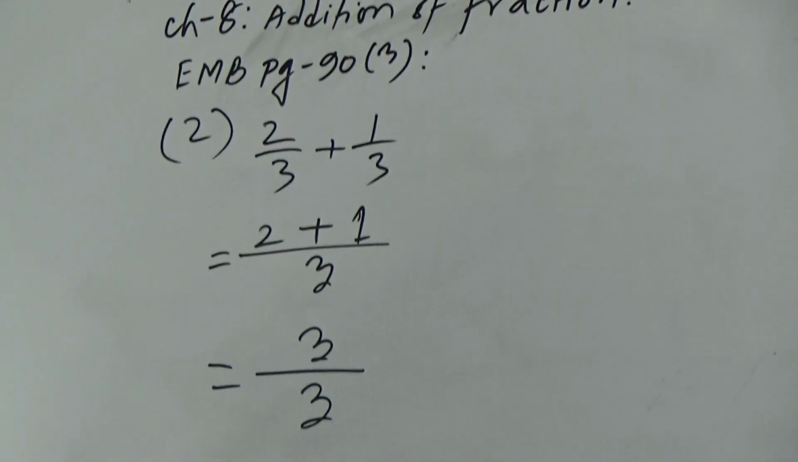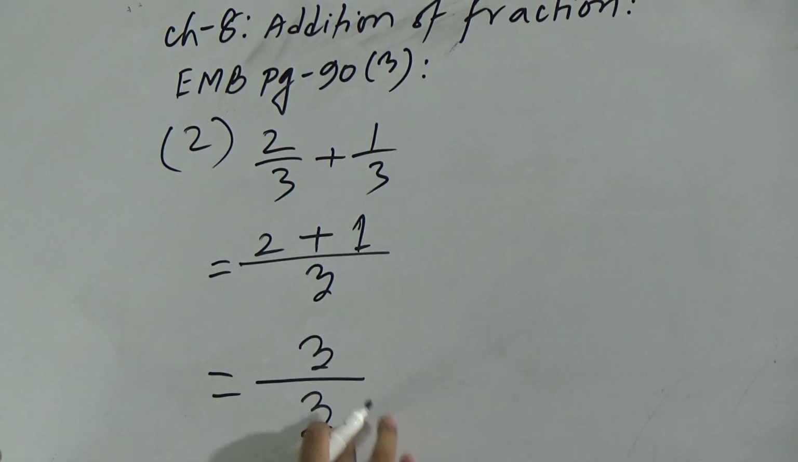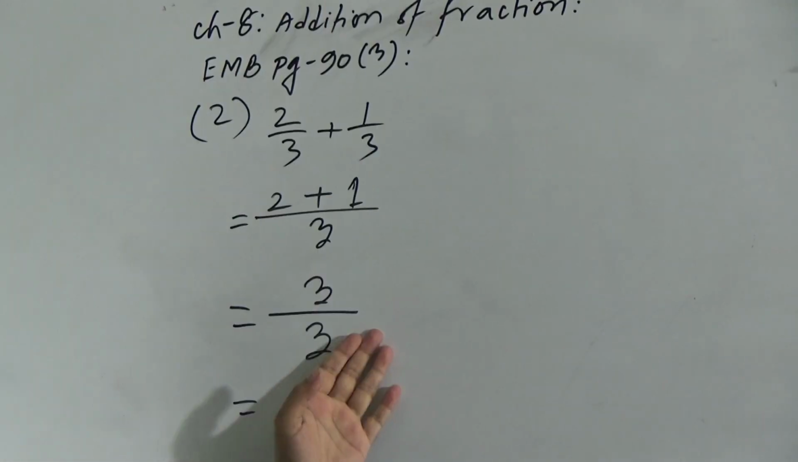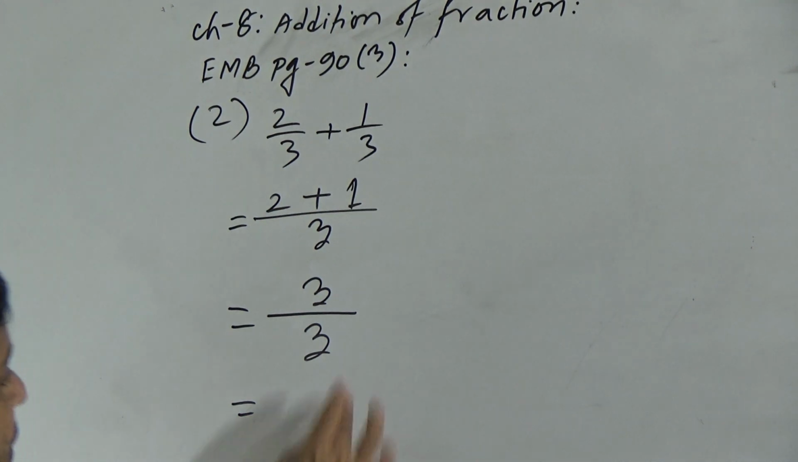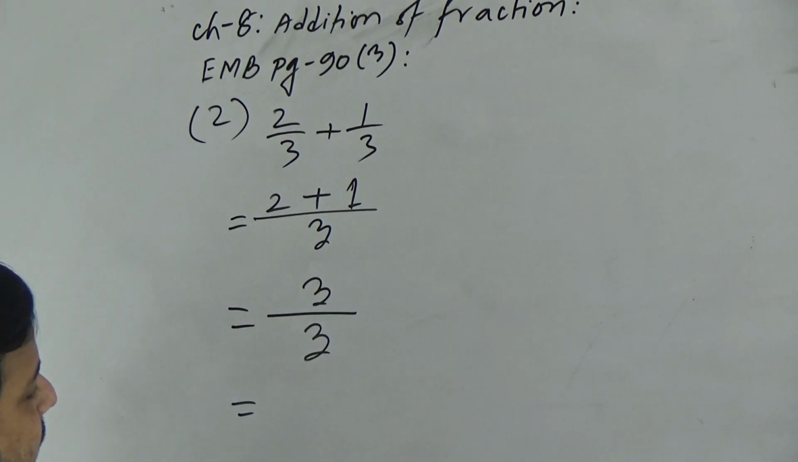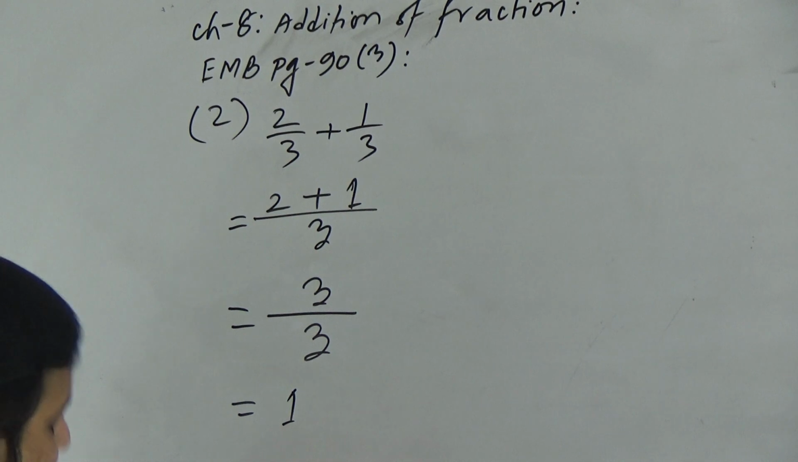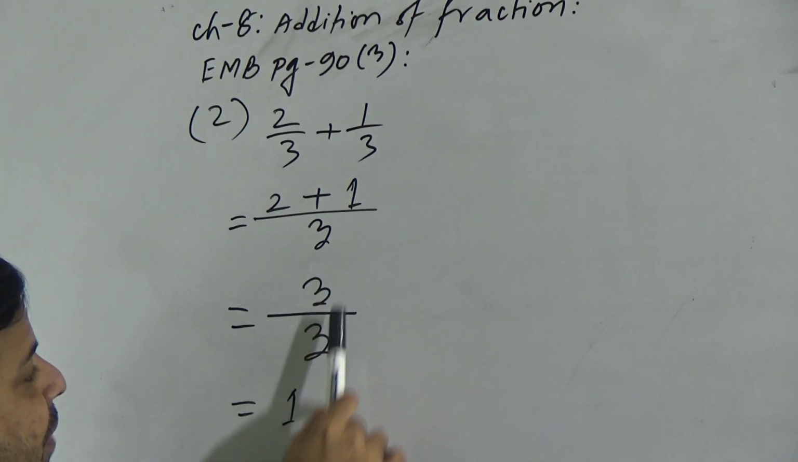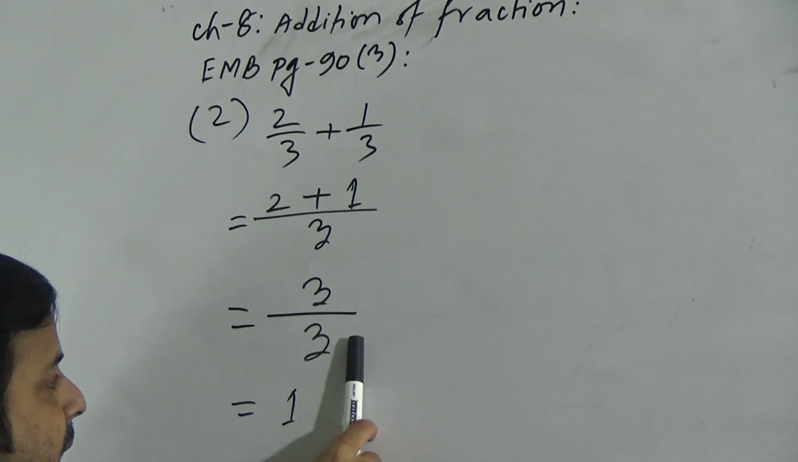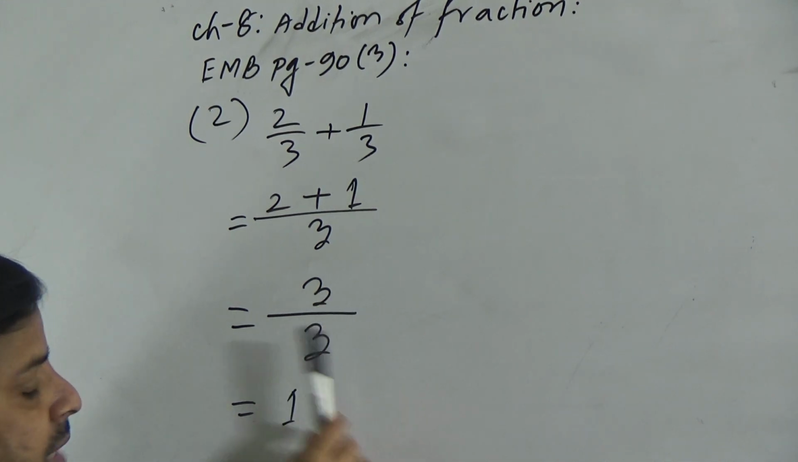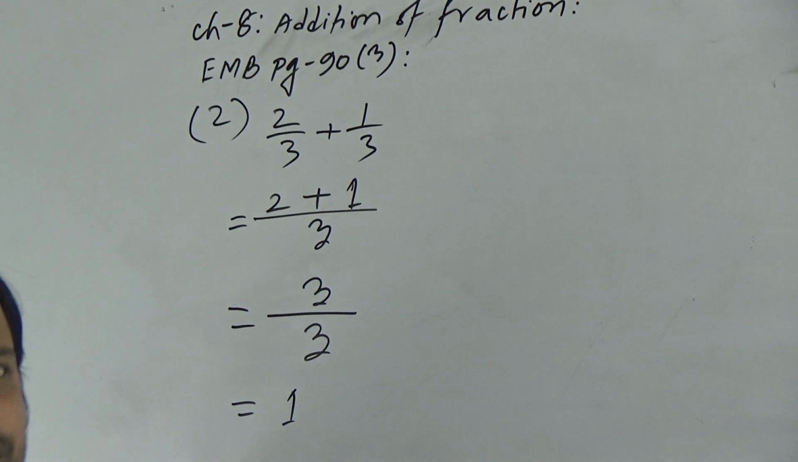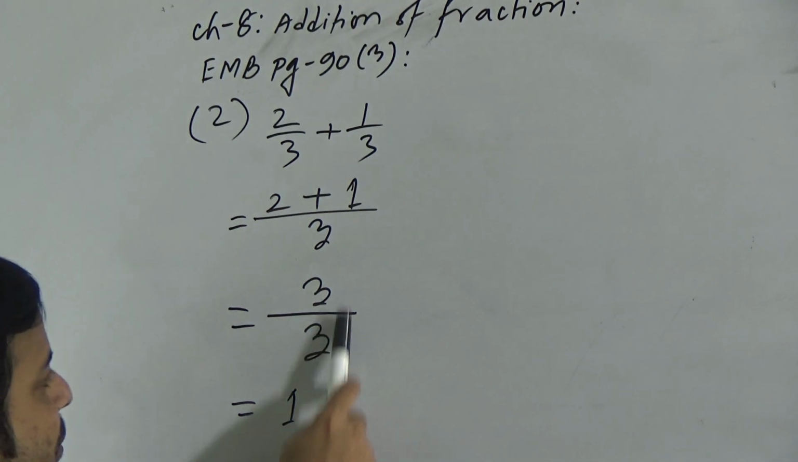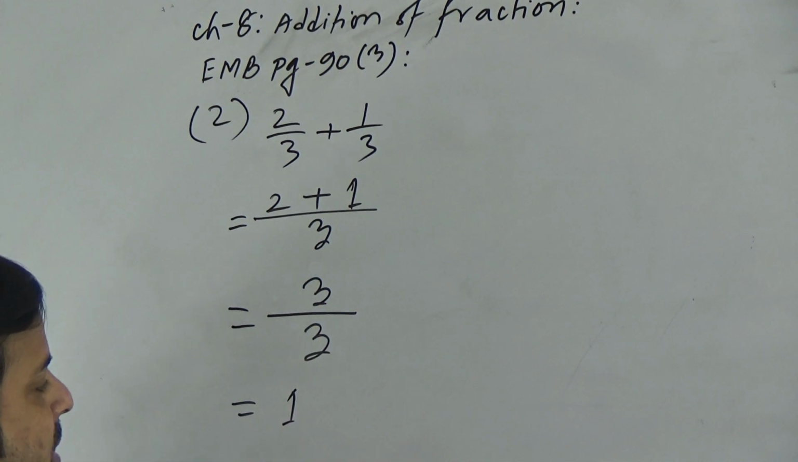Here is also 3. Now these two are same. If we divide 3 by 3, the line of this fraction means division. So if you divide 3 by 3, you will get 1. So we can say when the numerator and the denominator of a fraction are same, we can say the value of that fraction is 1.